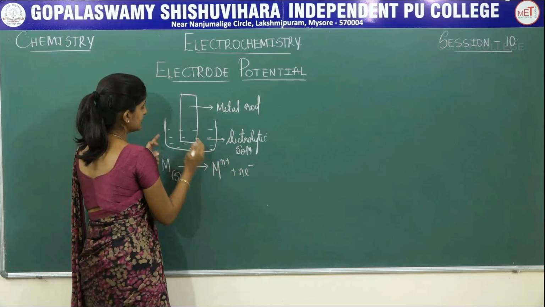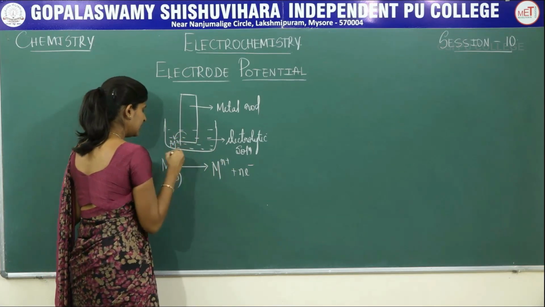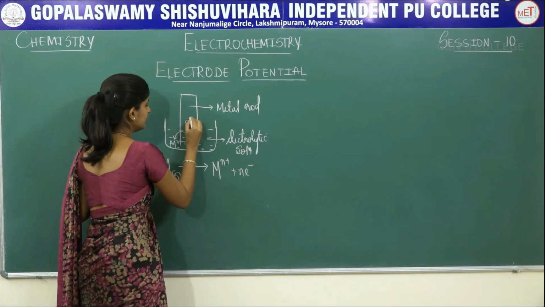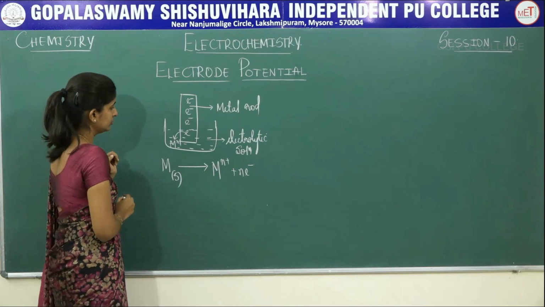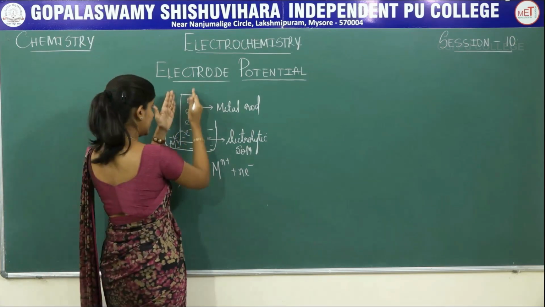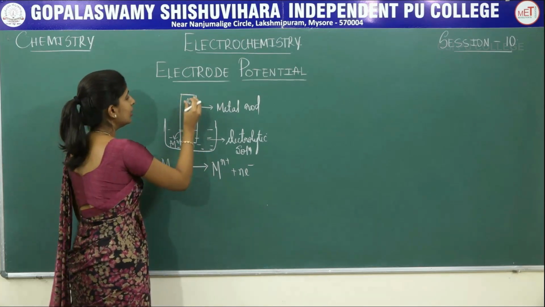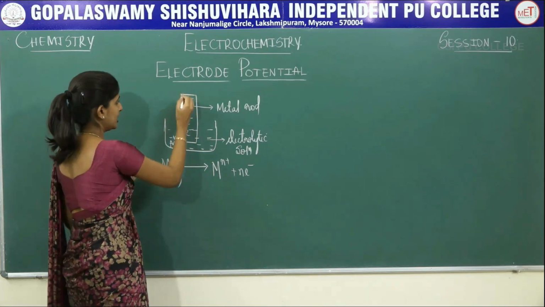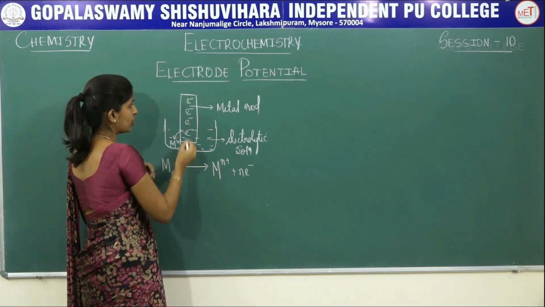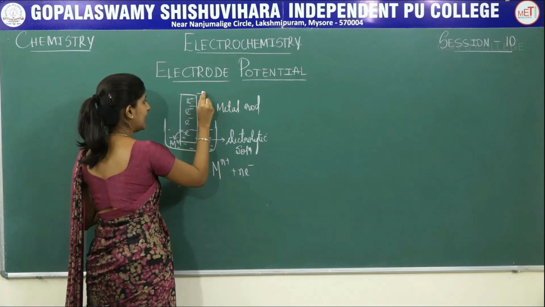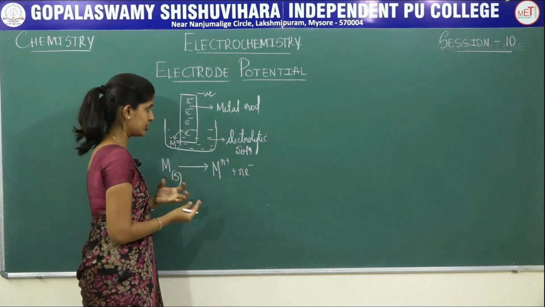That is, Mn+ ions are coming out into the solution, and electrons are on the electrode. Now you can observe that the electrode itself has become a negatively charged rod. Since the electrons are crowded over the metal rod, the electrons present on the electrode have made this electrode negatively charged.